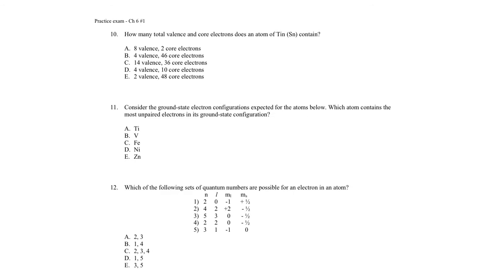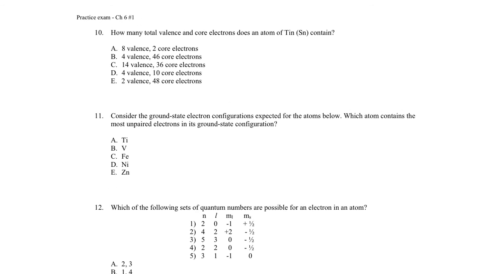Moving on to the final page of this packet, how many total valence and core electrons does a tin atom contain? So that's Sn. And so tin is, I believe, element number 50. I'm going to pull up on the side here, just double check my periodic table. So it's also in the row of carbon. Just making sure we get the right atomic number. Yep, element number 50.